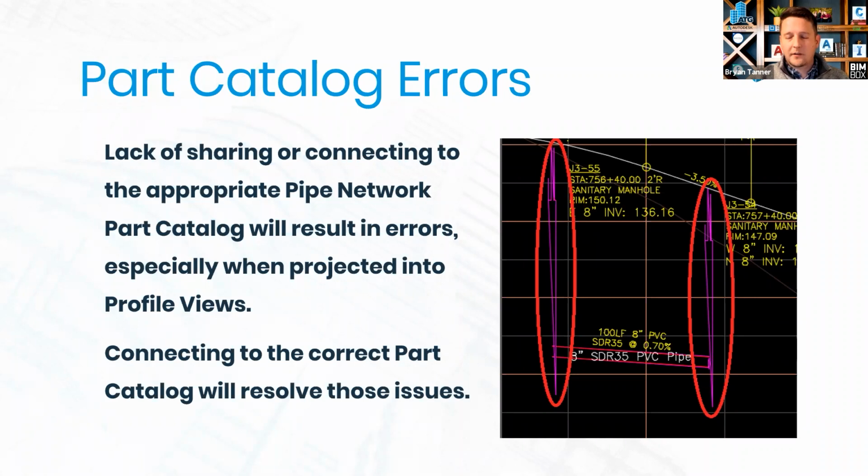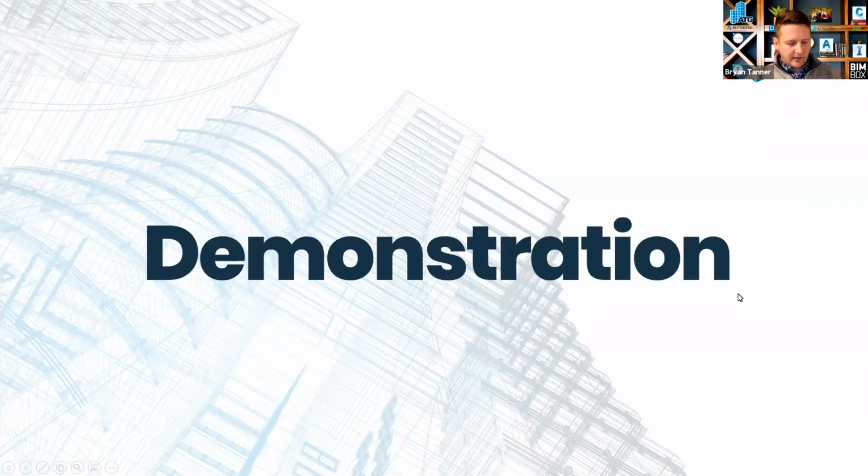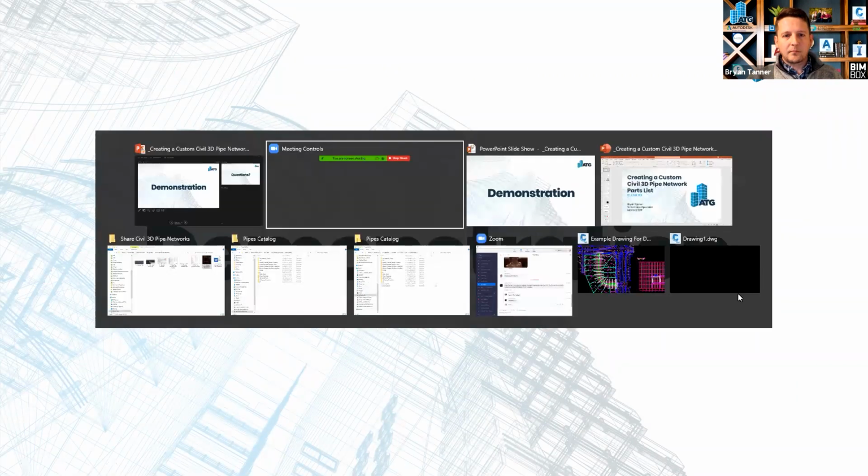So it's a simple fix, but it's a key indication that a custom part has been used that did not exist in the default part catalog that came installed with Civil 3D. And that information needs to be shared on the network for everybody else to connect to. Now, let's head into a demonstration using these tools.